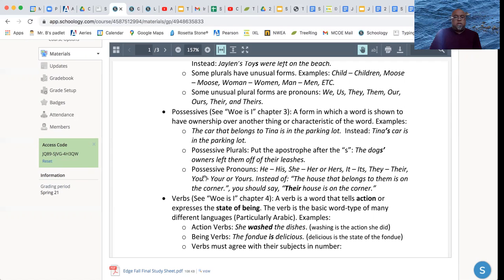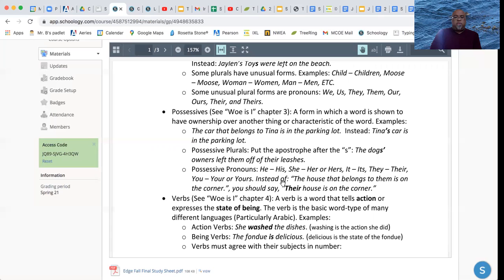Okay, continuing on. Possessive pronouns: he becomes his when it's possessive. She becomes her or hers when it's possessive. It becomes its when it's possessive. Keep in mind it's not IT apostrophe S, it's just ITS. They becomes their. You becomes your or yours.